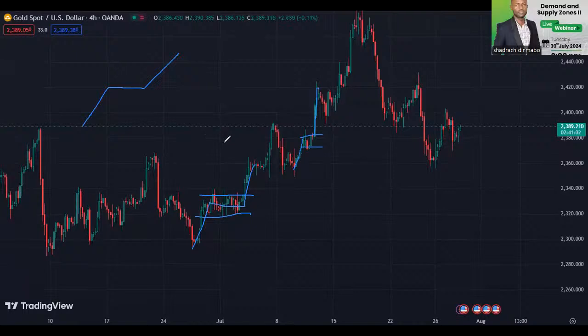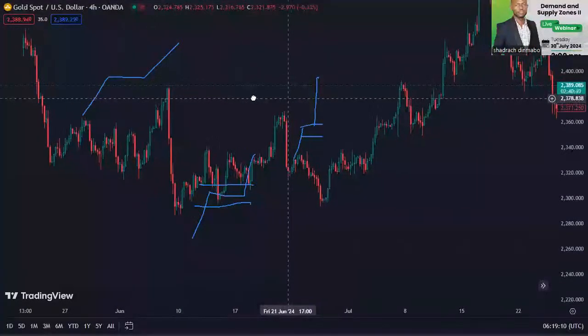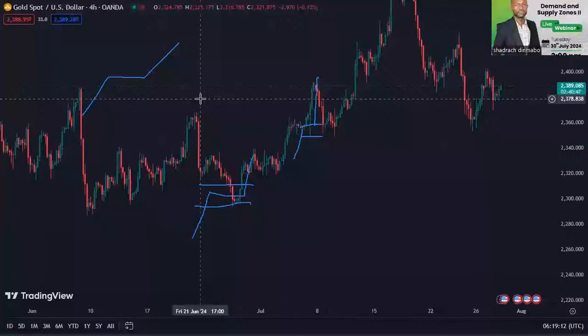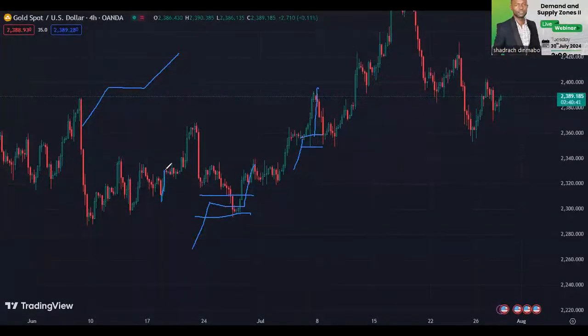If you look at it clearly, you will see that it's quite easy to identify this stuff. I think we have another one here again. This is the rally, this is the base point, and then rally.